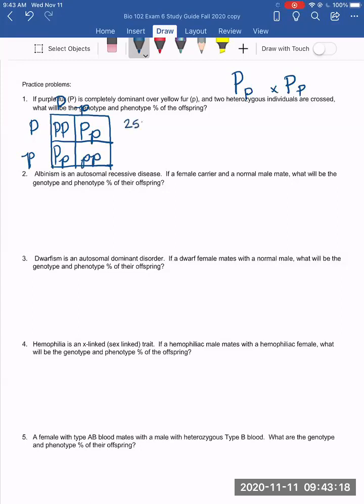So our results are 25% homozygous dominant, 50% heterozygous, and 25% homozygous recessive. And if purple is completely dominant over yellow, these would be purple. These would also be purple. And that's why this is complete dominance, because in a heterozygous individual, they look like the dominant allele. And then these would be the only yellow individuals.